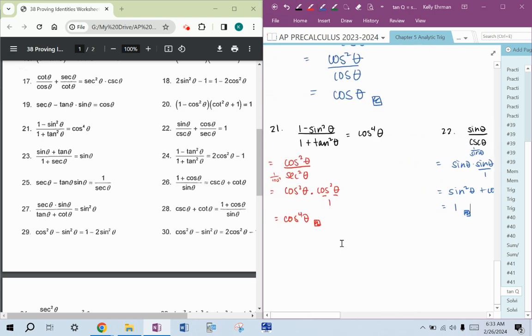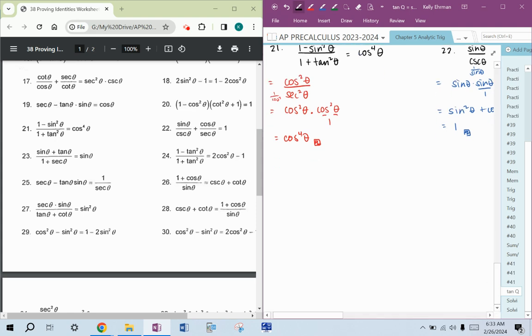Okay. Now we're going to go on to 23. Sine theta plus tangent theta over 1 plus secant theta is equal to sine theta. So I don't see any Pythagorean identities. Nothing is squared around here. So the next best bet is to change everything to sines and cosines. So rewrite tangent using the quotient identity as sine theta over cosine theta. And rewrite secant using the reciprocal identity as 1 over cosine.